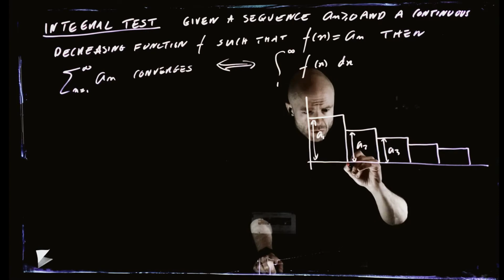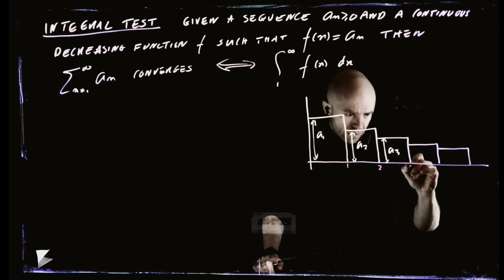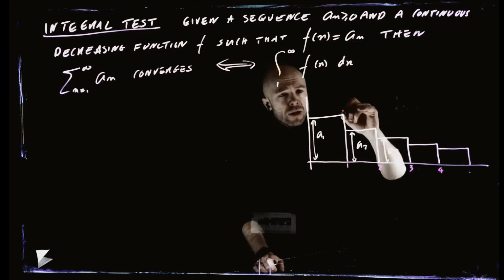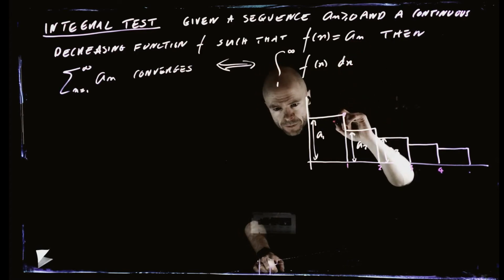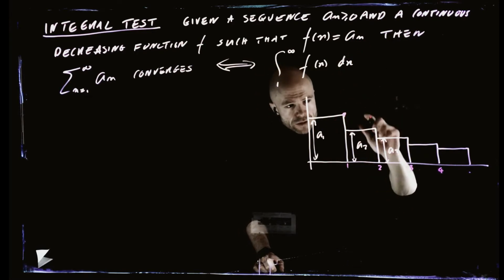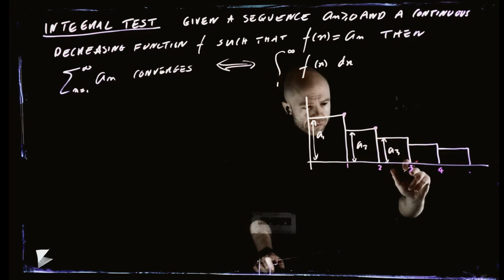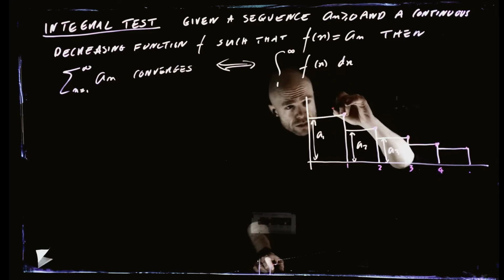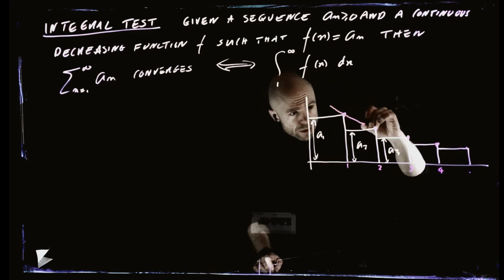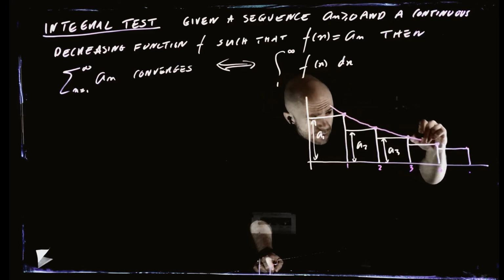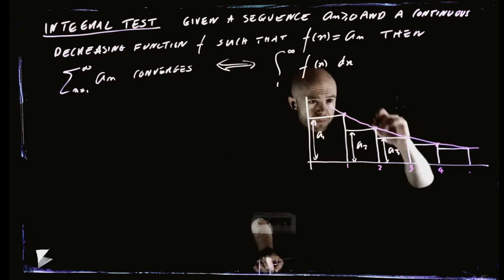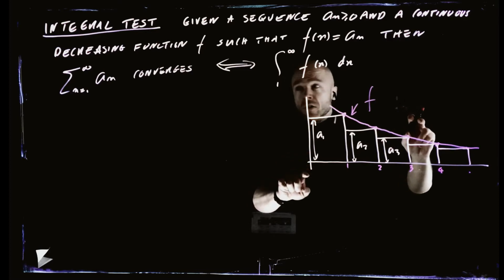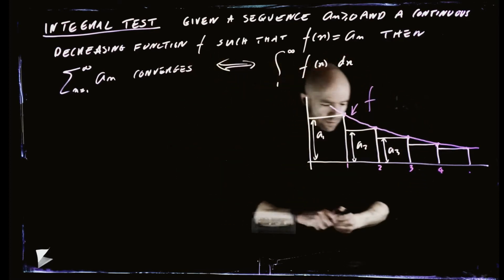Here we are at 1, here we are at 2, here we are at 3, here we are at 4, and so on. So if f(1) is equal to a1, that means it goes through this point. If f(2) is equal to a2, then it goes through this point. If f(3) is equal to a3, then we go through this point, and so on, and so on. So this function does something like this. That's what this function does. So this is our function f.